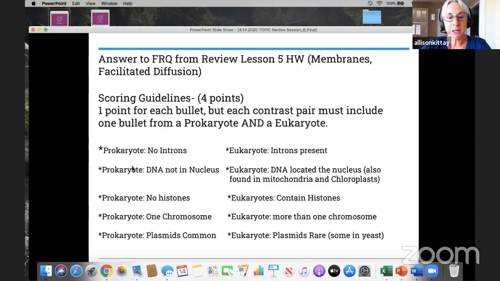in eukaryotes. In prokaryotes, as we all know, the DNA is not in the nucleus, but rather in a nucleoid region. In eukaryotes, the DNA is in a nucleus separated from the rest of the cell by a nuclear membrane, but it is also found in both mitochondria and chloroplasts. Prokaryotic DNA is not surrounded by histone proteins, whereas eukaryotic DNA does contain histone proteins. Prokaryotes generally only have 1 chromosome, whereas eukaryotes have more than 1 chromosome. And finally, plasmids, or extracellular pieces of DNA, are common in prokaryotes and they're rare in eukaryotes, although they are found in yeast. All right, so I hope everybody got a 4 out of 4 on that one.